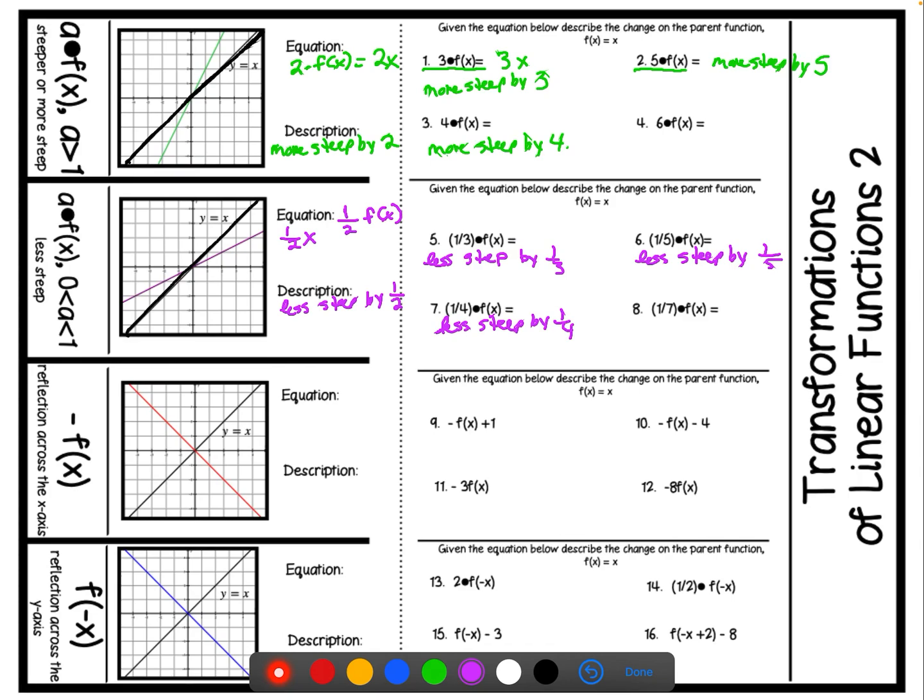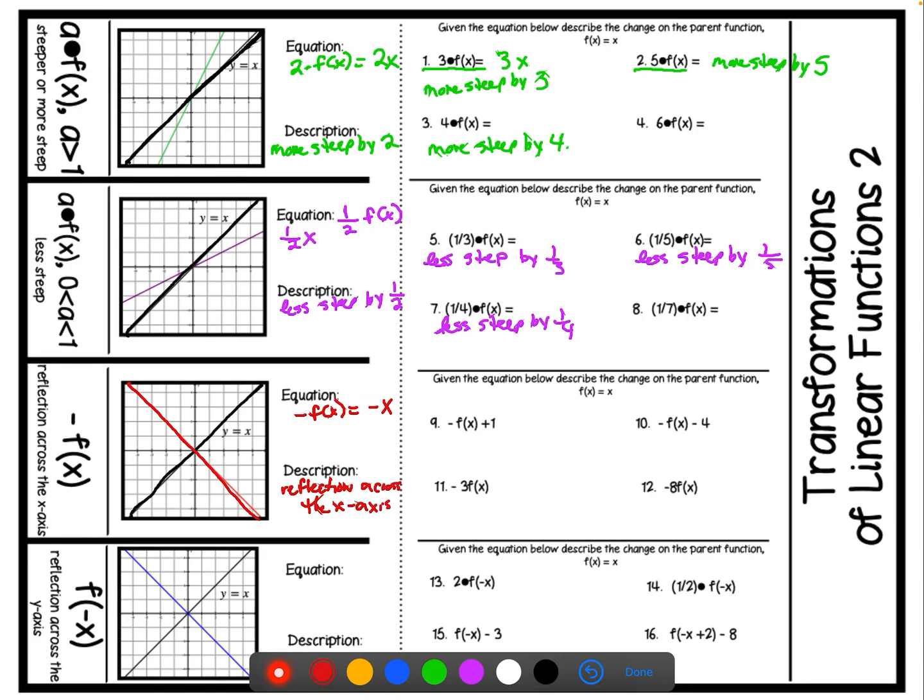When we have the negative of our function, then there's a reflection going on here. Notice our parent function in black, and the different function is in red. This represents a reflection across the x-axis. So this is basically negative f of x, which is negative x. And yes, it's a reflection across the x-axis.